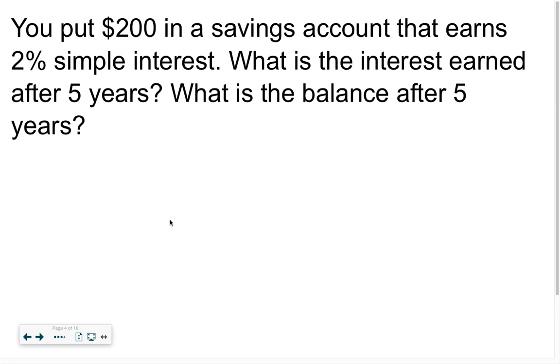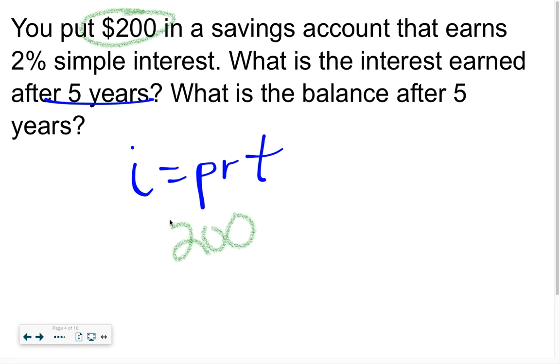So here we go. You put $200 in a savings account that earns 2% interest. What is the interest earned after 5 years? Interest earned, I equals PRT. Again, I'm just going to do PRT because since all the letters are touching, they are multiplying. Principal, the amount of money we start with up here, 200 times.